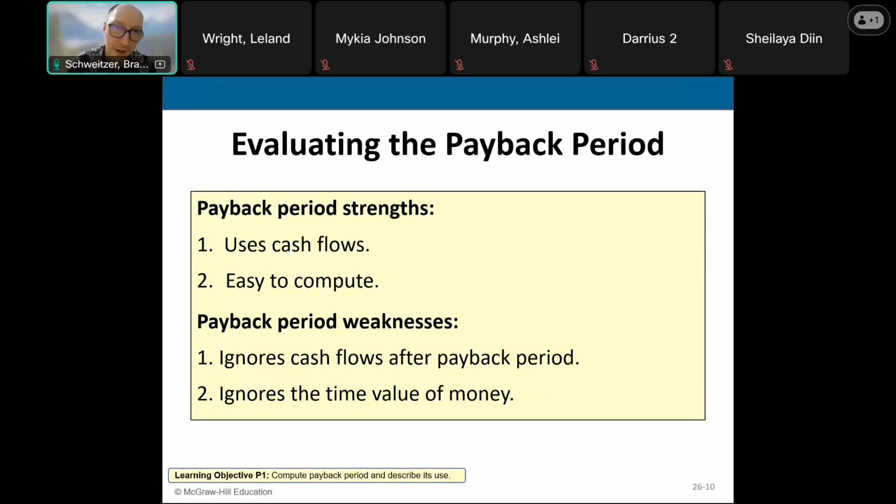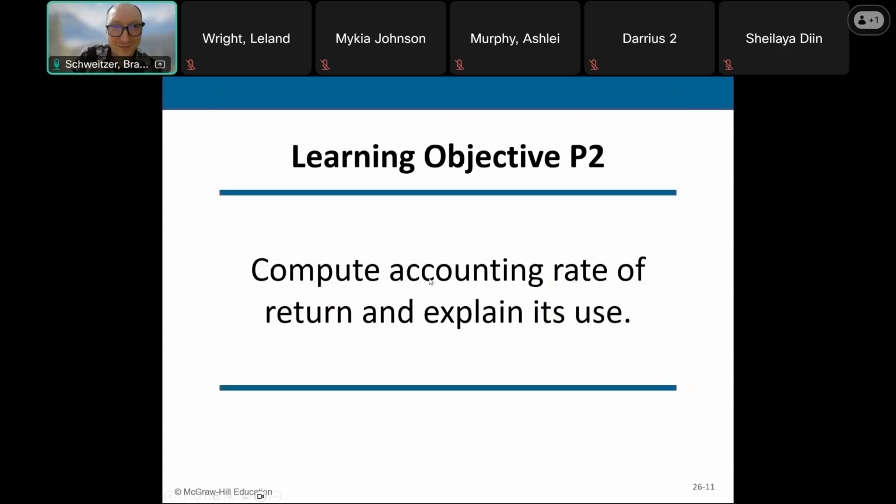The other thing that payback period ignores is the time value of money. What we mean here is that it's not including any kind of interest, right, that can be made. So positives and minuses about using the payback period. So that's payback period.